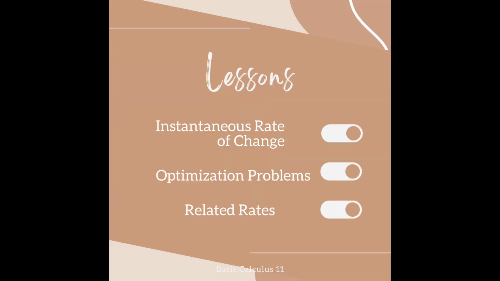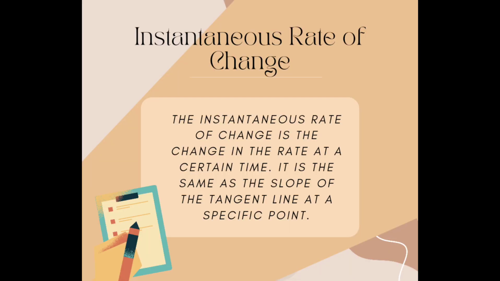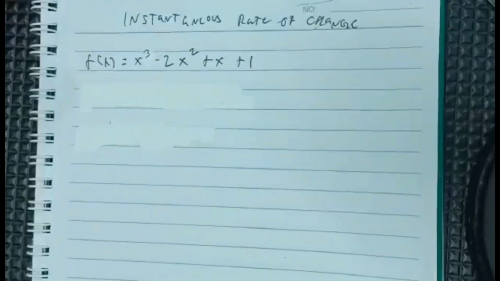In this video, we will discuss instantaneous rate of change, optimization problems, and related rates. Instantaneous rate of change is the change in the rate at a certain time. It is the same as the slope of the tangent line at a specific point. Here are some examples so we can further understand this topic.